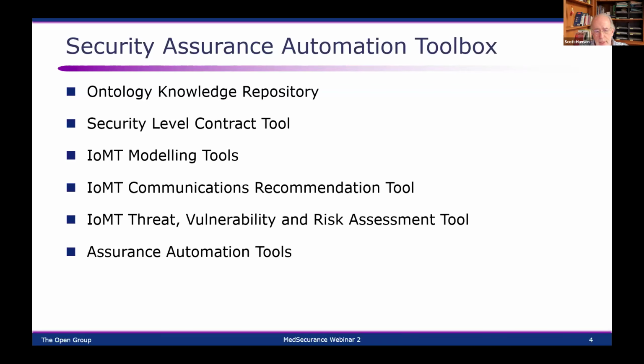Finally, we have an assurance automation tool that pulls the results from the other tools together to help create and automate the evidence that's needed for certification. Because of the linkage to the other tools, as the device changes, it automatically identifies what evidence needs to be regenerated in terms of analysis or assessment in order to maintain compliance for certification.